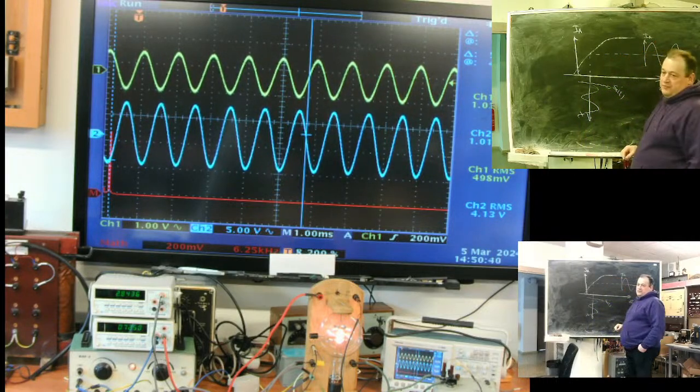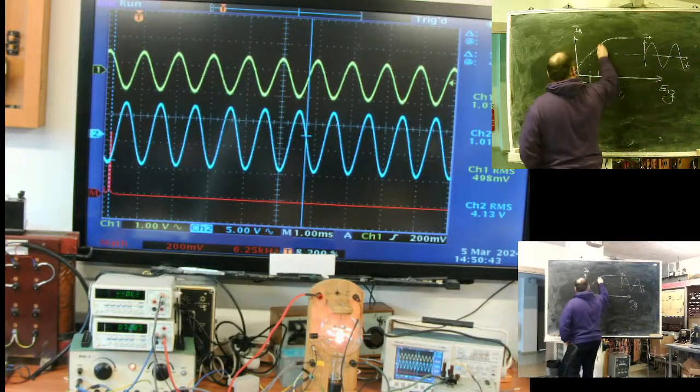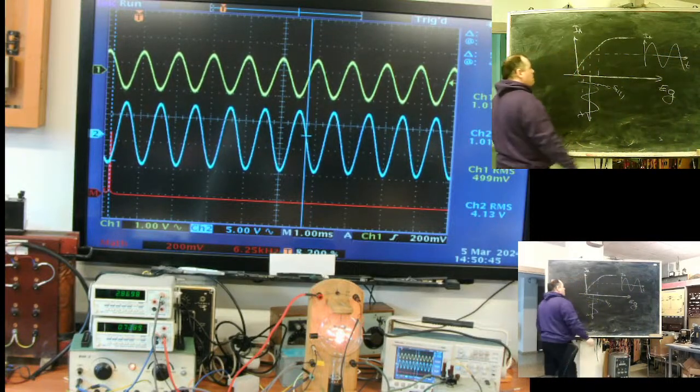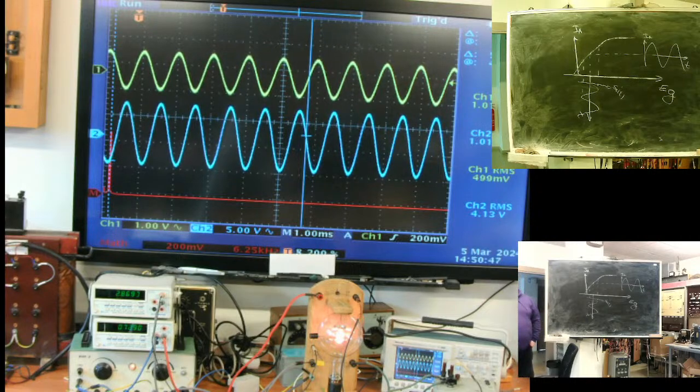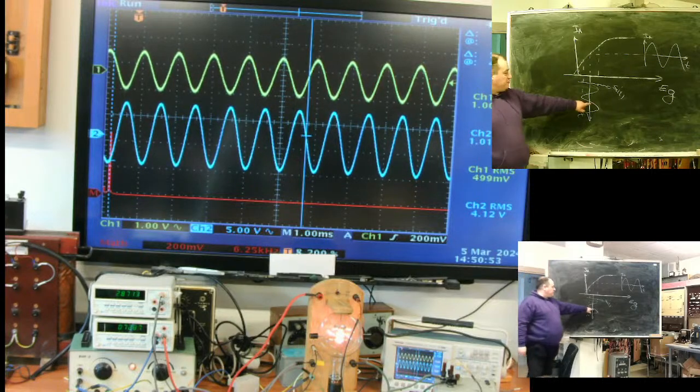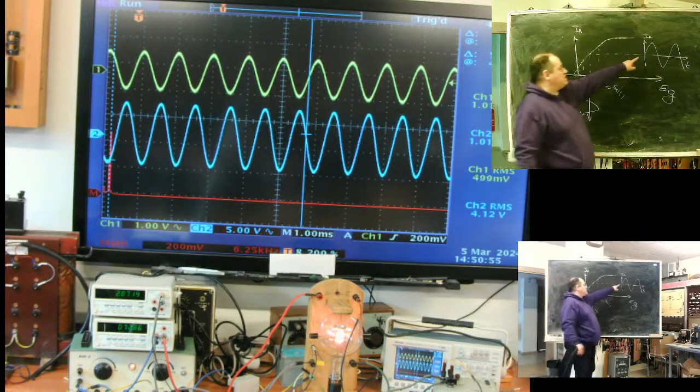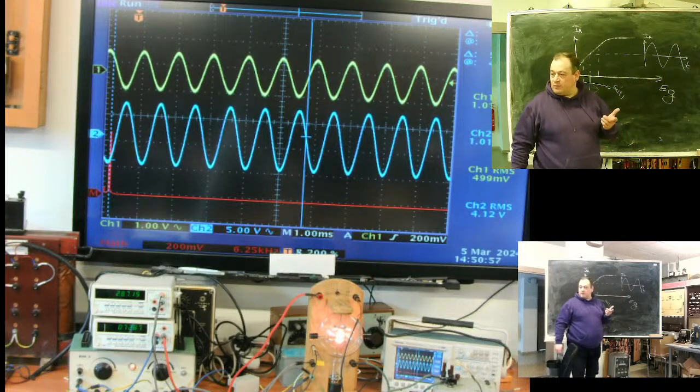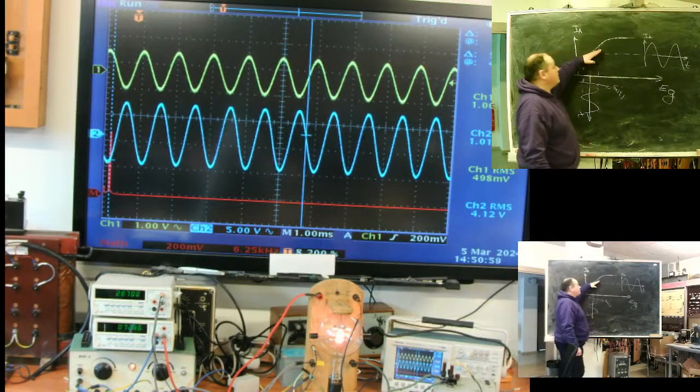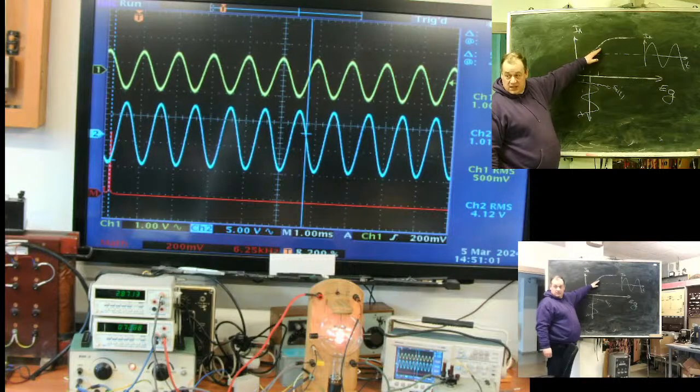The anode current will repeat the grid signal with a factor of what? What will be the ratio between this input and this anode current? What will be the ratio? The steepness of this line. Yeah? You understand why?